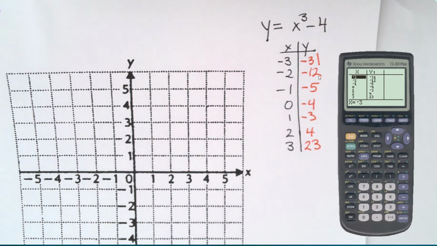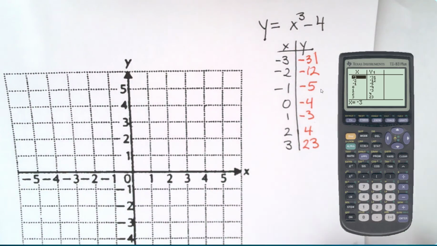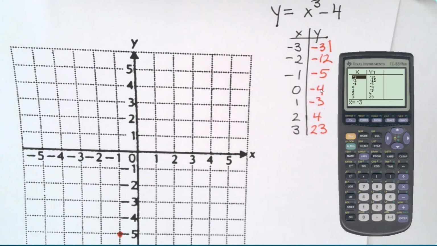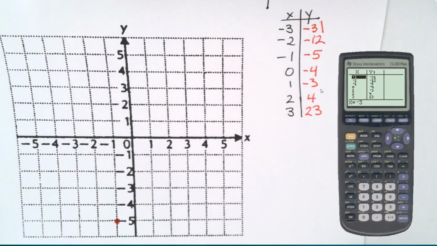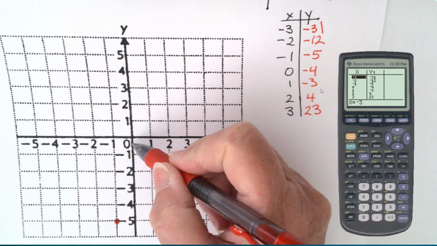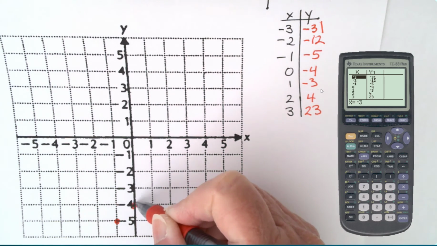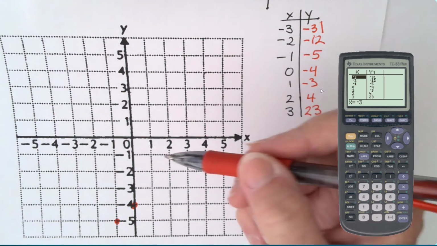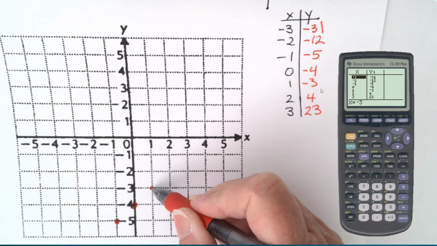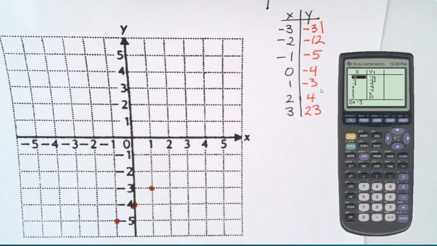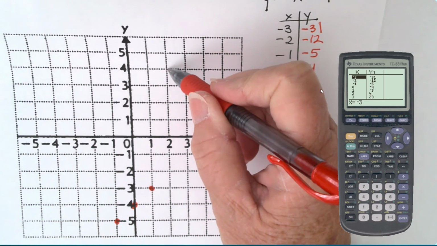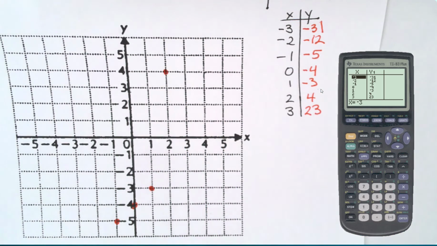The first two I'm going to leave off because they're going to go way off, but we know in general how the picture looks. So let's do -1, -5. So -1, -5. And 0, -4. So don't go over, but go down 4. 1, -3. 2, 4. And that's about all we can get on this grid.